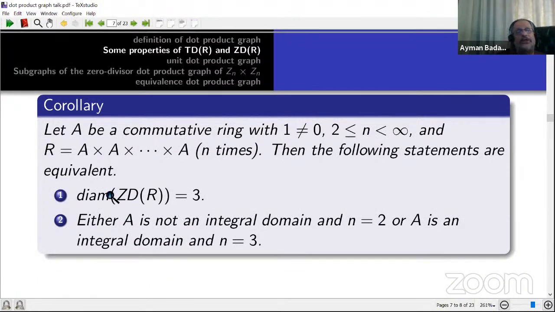Another property: what about in the same setting, if the diameter of the zero dot product graph is 3? What do I know about the ring A? I know that either A is not an integral domain and n equals 2, or A is an integral domain and n equals 3.